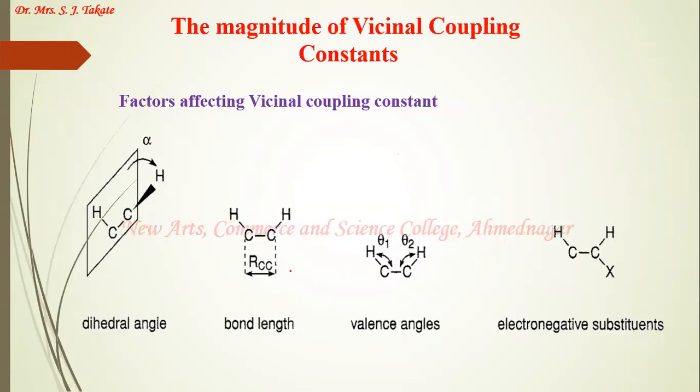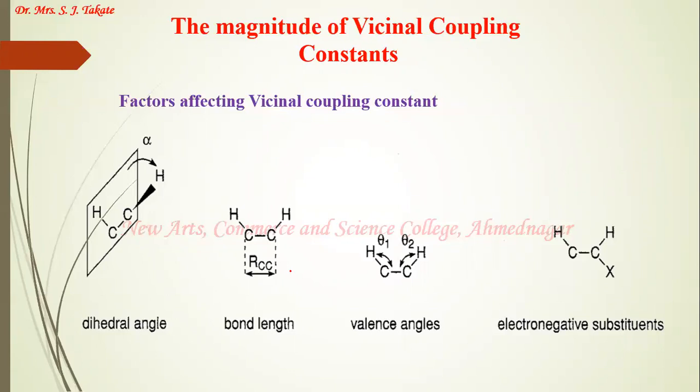We have seen the different coupling constant values. In that, one bond coupling constant values are very large as compared to two bond coupling constant values, which in turn are larger than three bond coupling constant values. Four and five bond coupling constant values are usually called long range coupling constants. They are smaller coupling constant values.